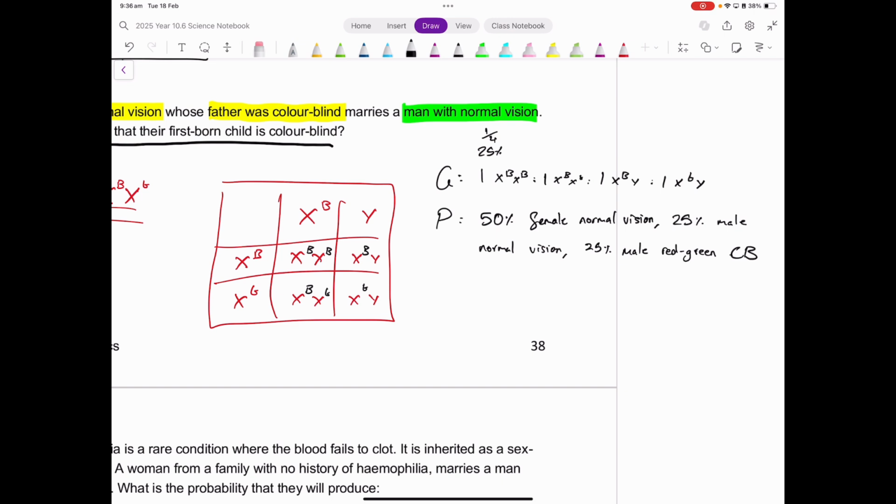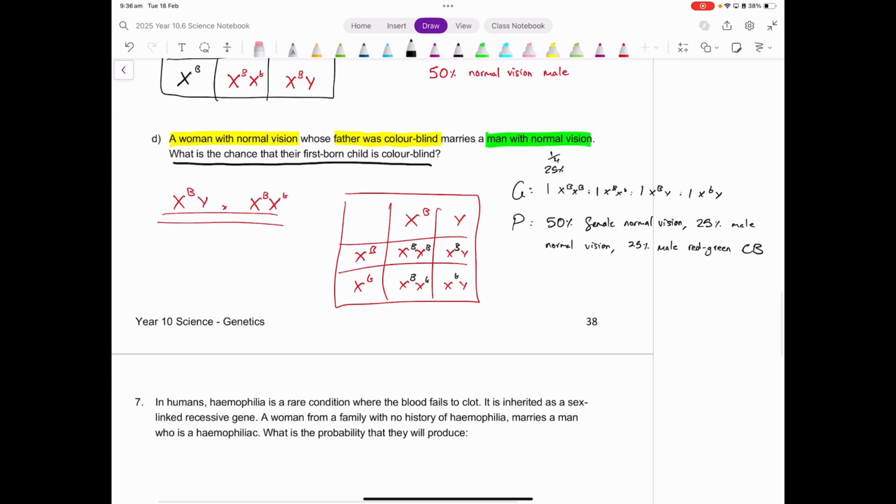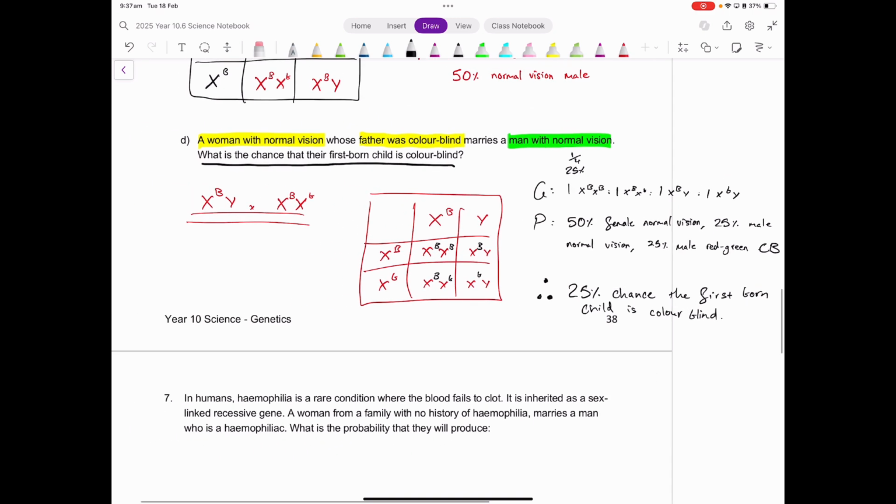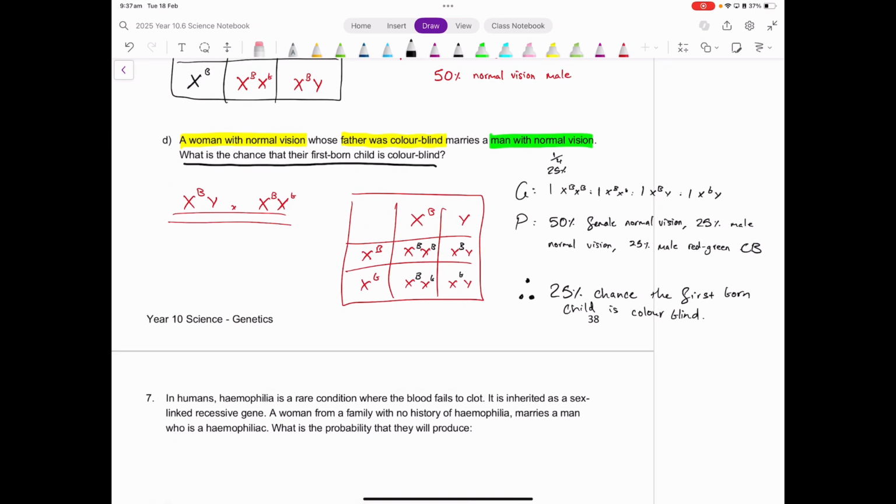So, when we have a look at this one, it then continues on because we're not done. We haven't stated the chance. So I'm going to include this one here, so therefore, math sign, okay? Therefore, there is a 25% chance the firstborn child is colorblind. Okay. So this one here, that is a natural progression that you could get in a test scenario.